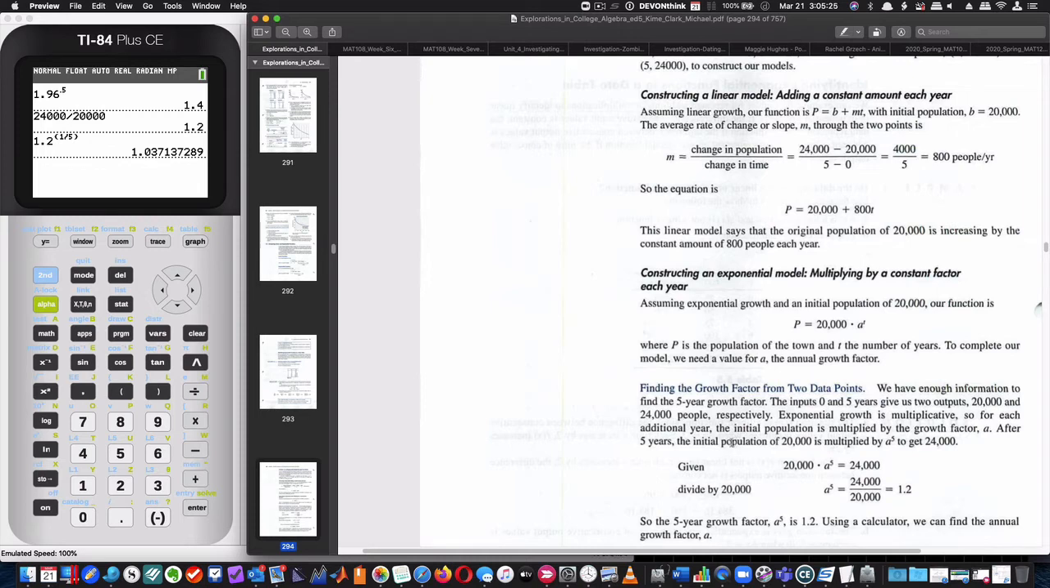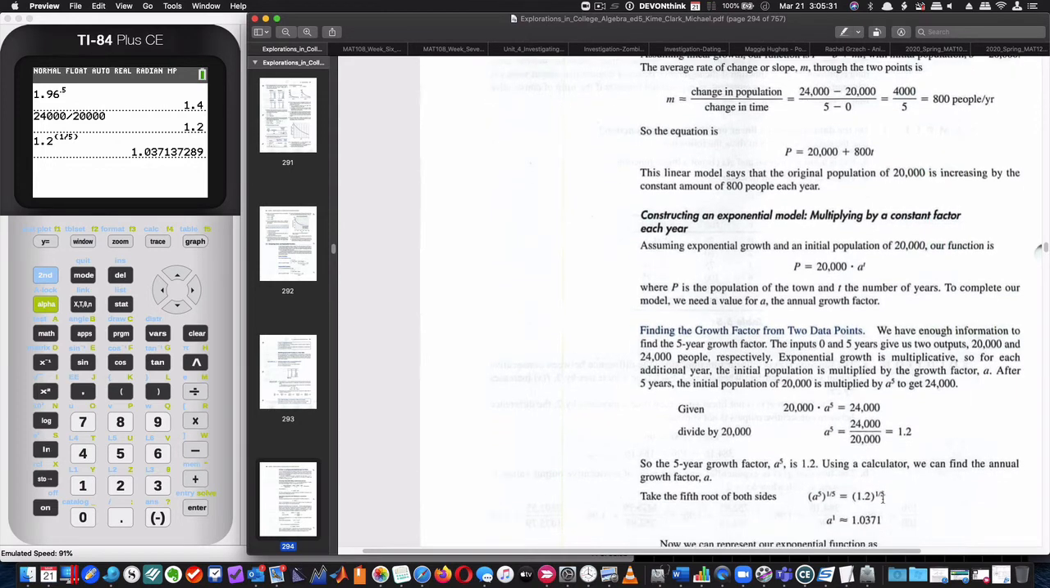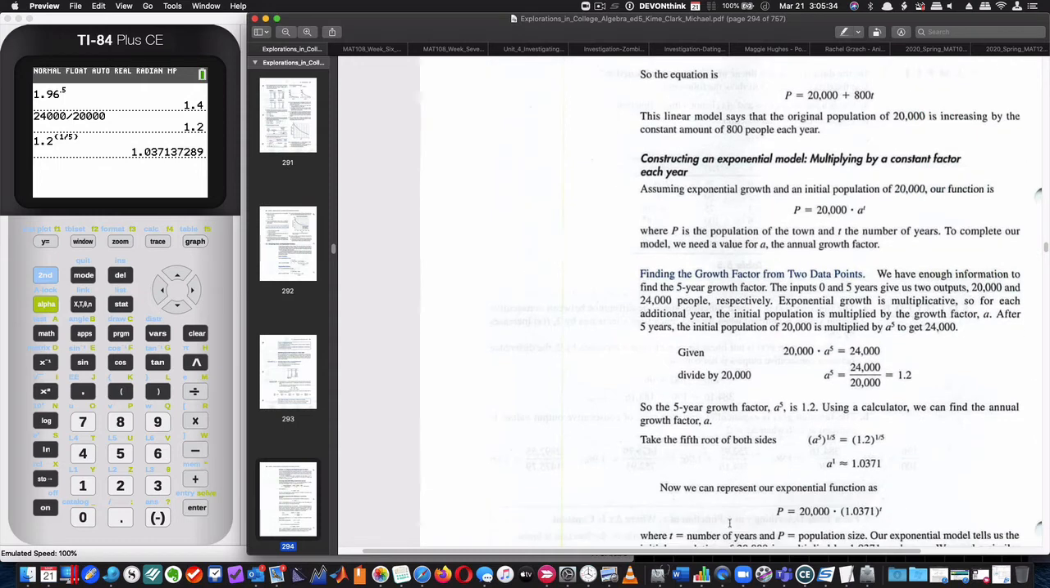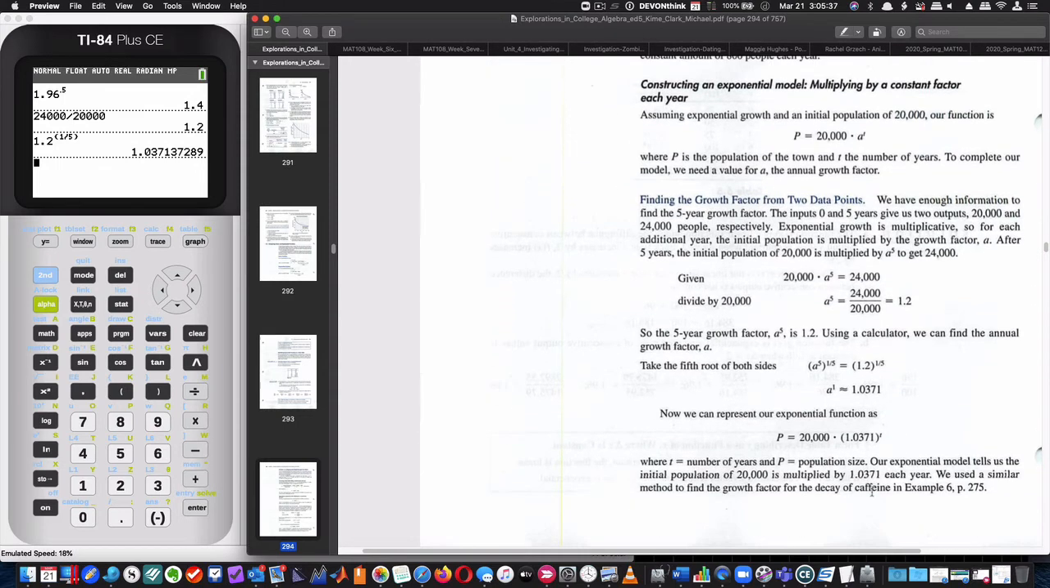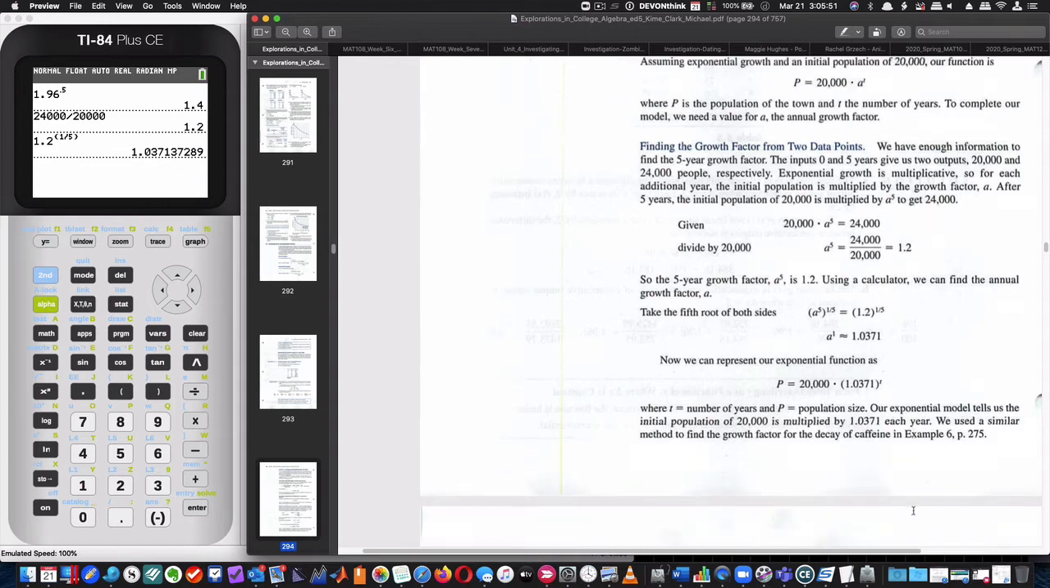All right, so the five-year growth factor, A to the fifth, is 1.2. You can find the annual growth rate, and they did that. They said 1.0371, which is what we got as well. And there's our function. Okay? So they didn't ask us what to do with that, but here we are. What are they talking about? Oh, we used a similar method to find the growth factor decay of caffeine in example 6 on the other page. So that was the video before this one.